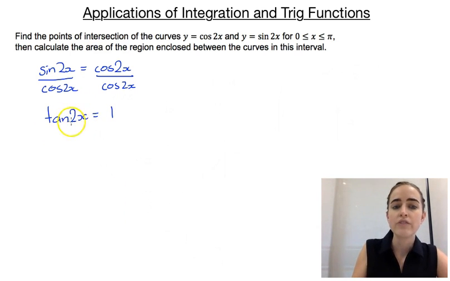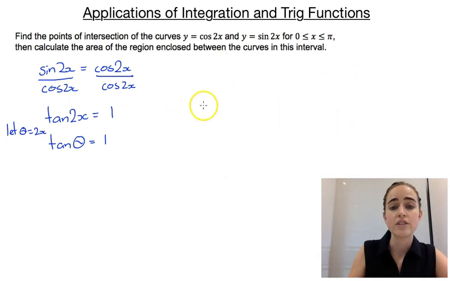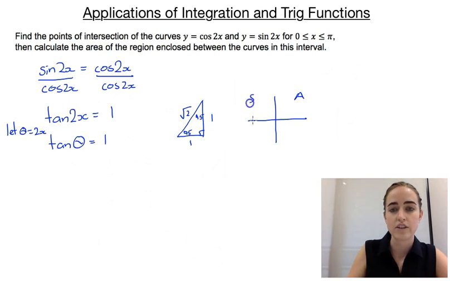Now we can solve this if you ignore this 2x for a second. If we think of it as, say, tan theta equals 1 instead, so we've let theta equal 2x, then we can solve this using one of our special triangles. So we've got our right angle. We know that it's 45, 45, 1, 1, root 2. And we also need one of our diagrams. So we've got all stations to central. Now we know that tan theta equals 1, so that's positive.